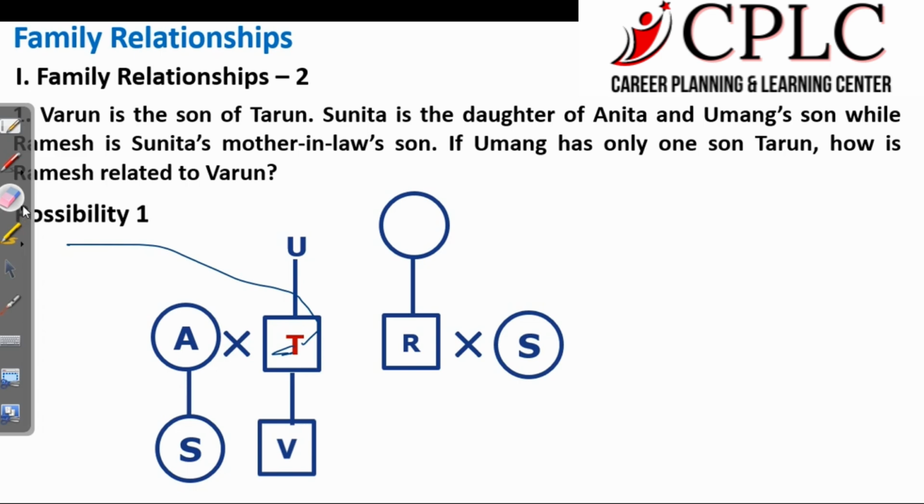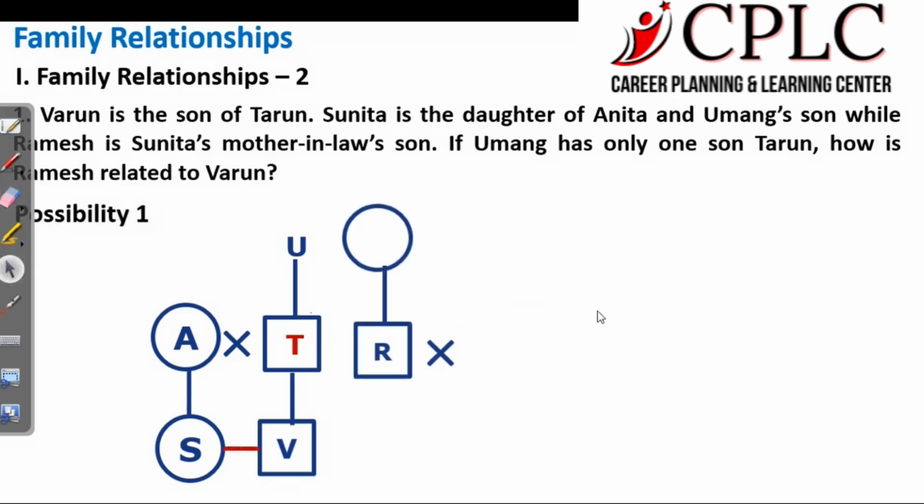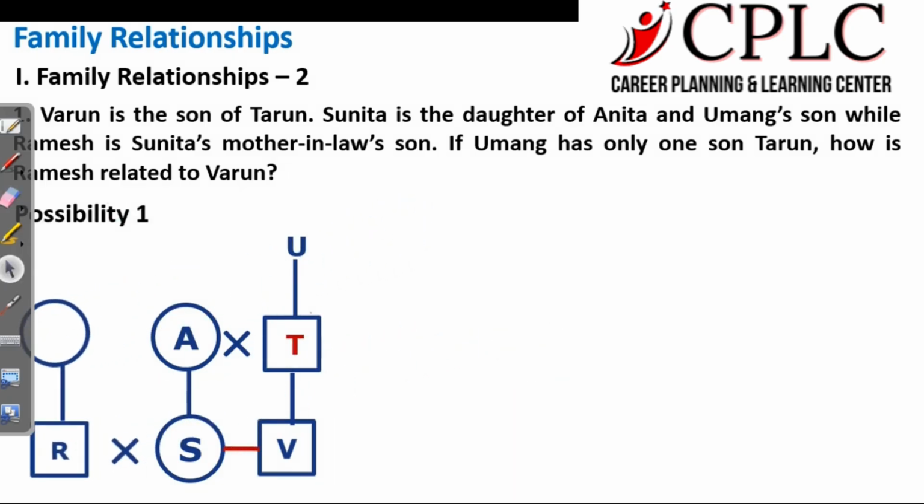So when we try and combine everything as one family tree, this is what will happen. So, and the question was, how is Ramesh related to Varun? So if you can figure it out, the answer should be brother-in-law. So Ramesh is brother-in-law of Varun.